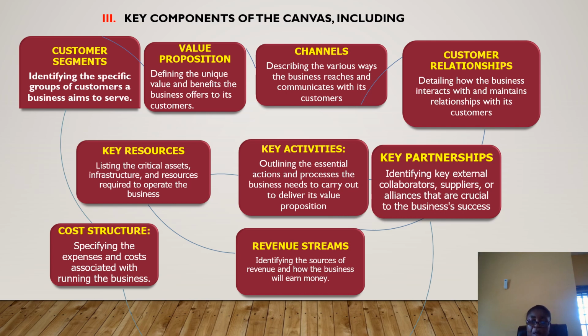The next one is cost structure. Cost structure specifies the expenses and costs associated with running the business. And then the last but not the least is revenue stream, which identifies the sources of revenue and how the business will earn their revenue or money. So you can see the components of the business model canvas are made up of 9 building blocks.